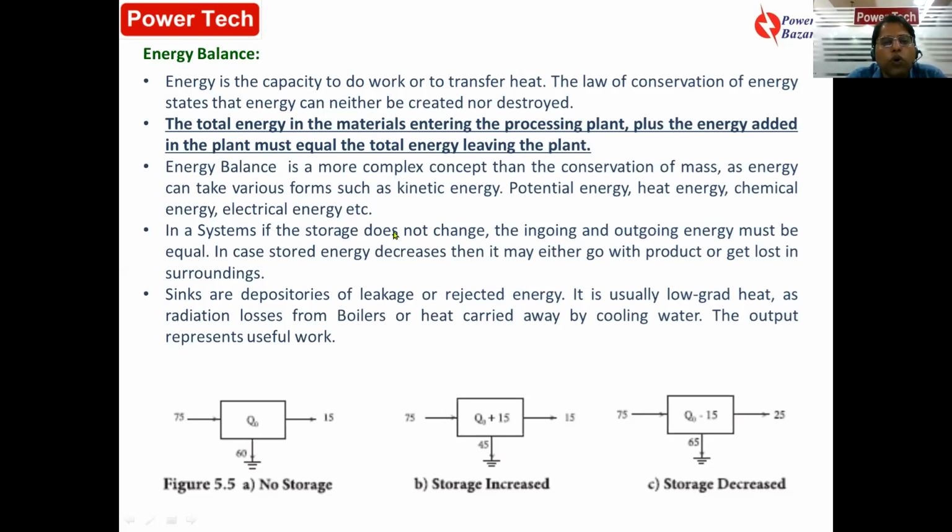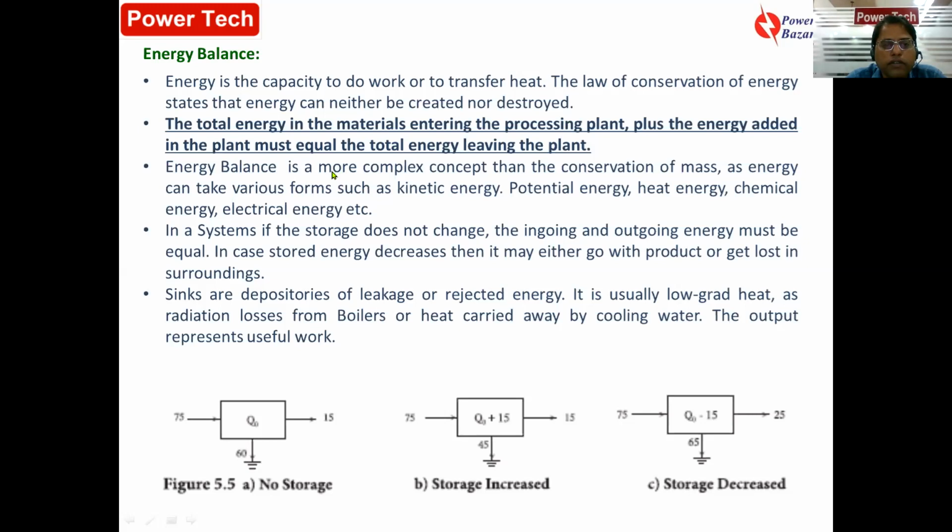Now in a system if the storage does not change, the ingoing and outgoing energy must be equal. In case stored energy decreases, then it may either go with product or get lost in surroundings. Now sinks are deposits of leakage or rejected energy. It is usually low grade heat as radiation losses from boiler or heat carried out by cooling water. The output depends on useful work. Basically, these are the basic concepts of energy balance, which tells that energy in is equal to energy out.